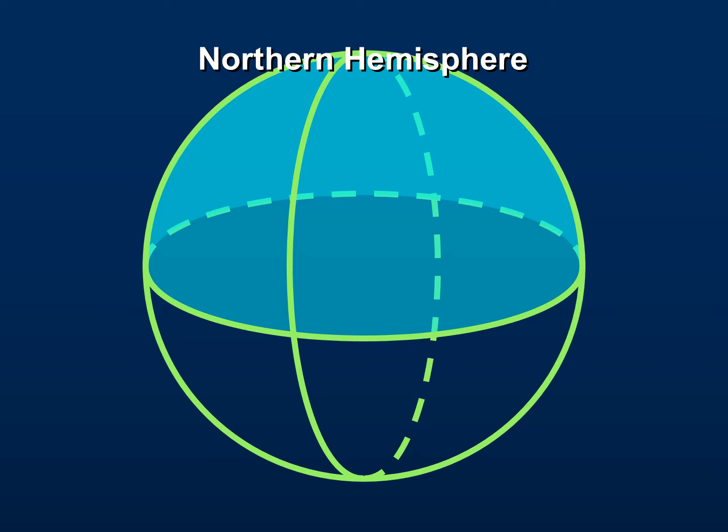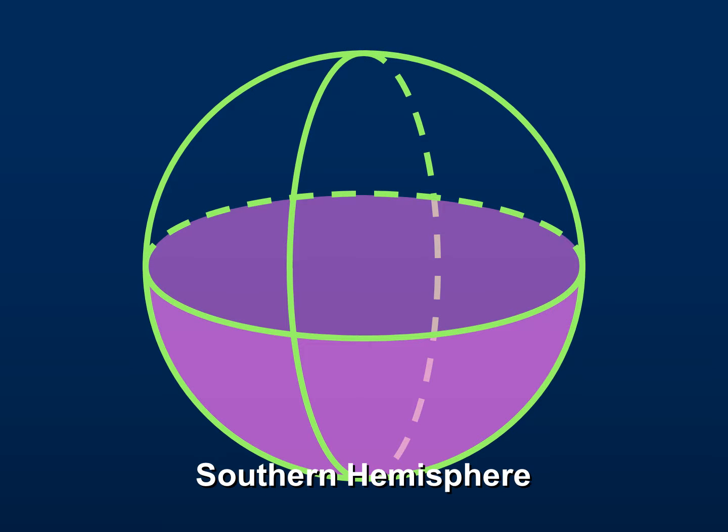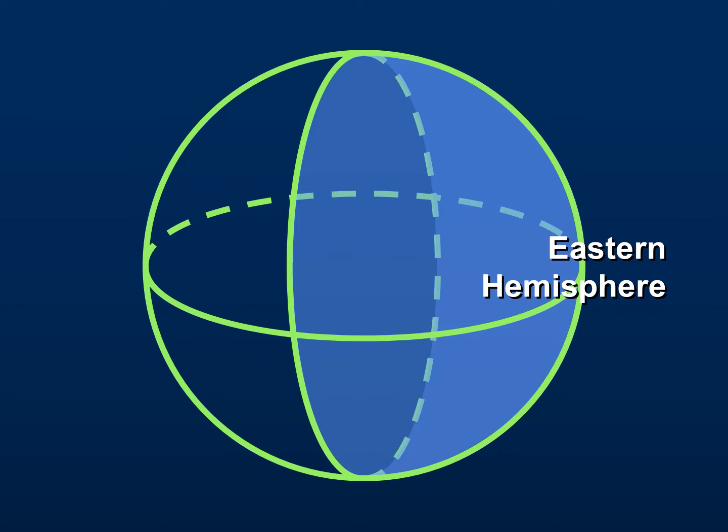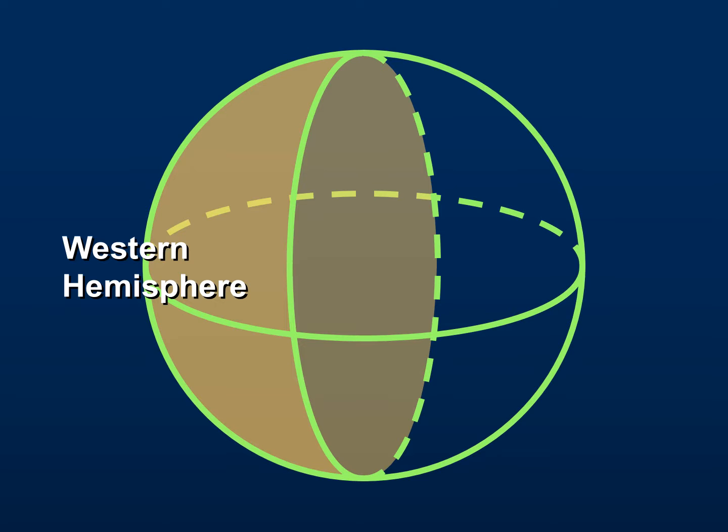So the globe is divided up into different sections. So you have the northern hemisphere, which is north of the equator. You have the southern hemisphere, which is south of the equator. You have the eastern hemisphere, which is east of the prime meridian. Then you have the western hemisphere, which is west of the prime meridian.